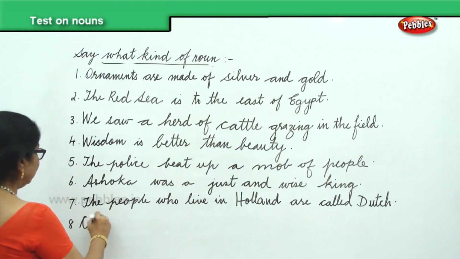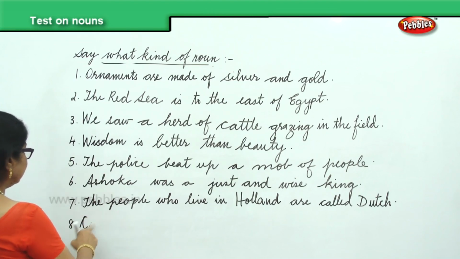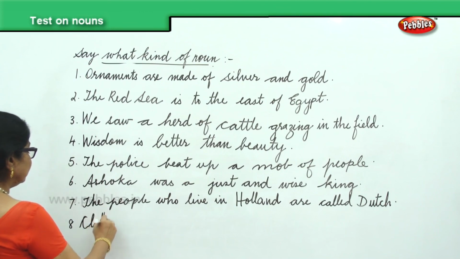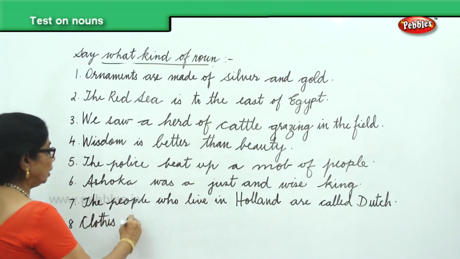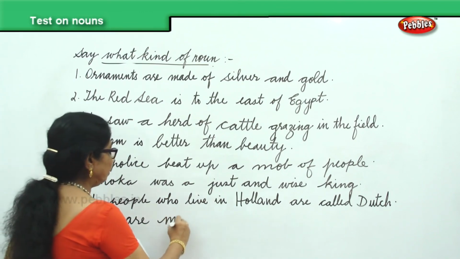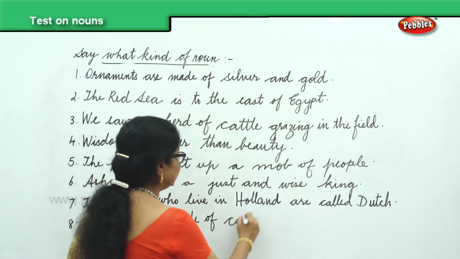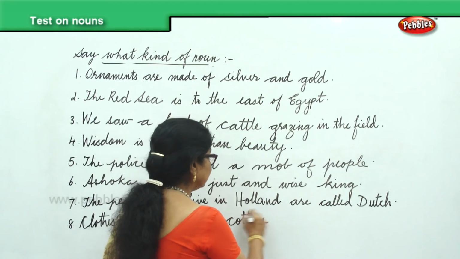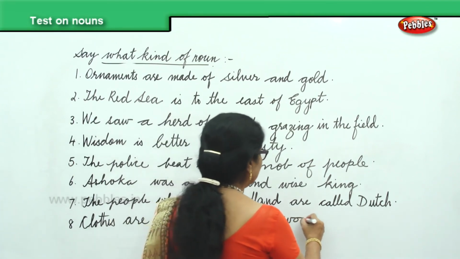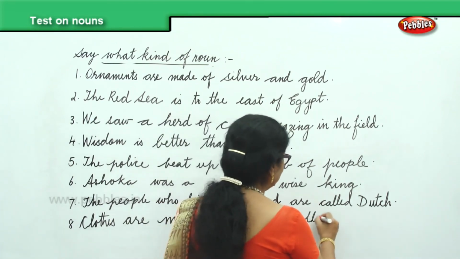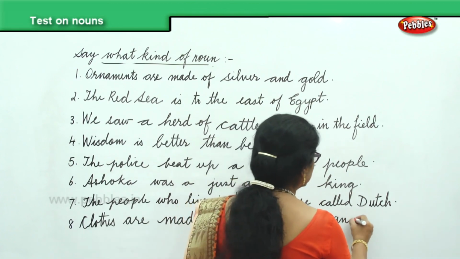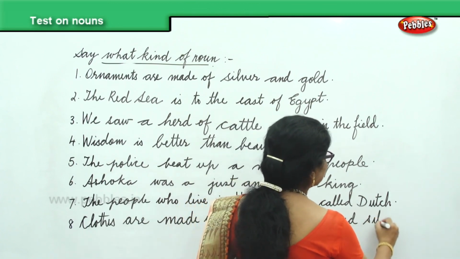Clothes are made of cotton, wool, woolen, and silk.